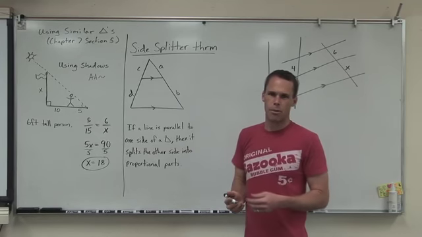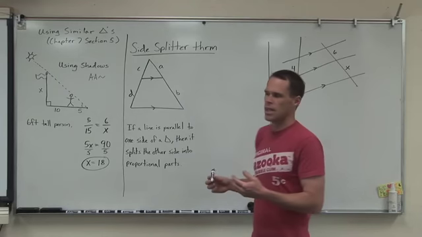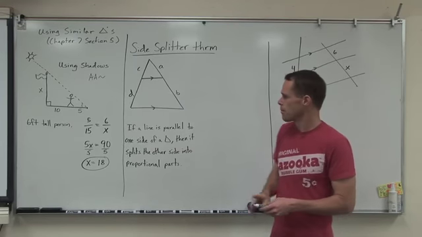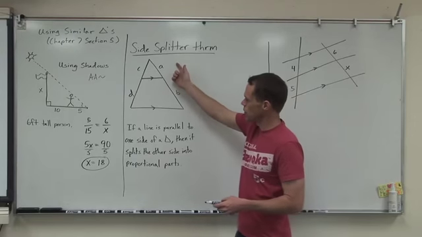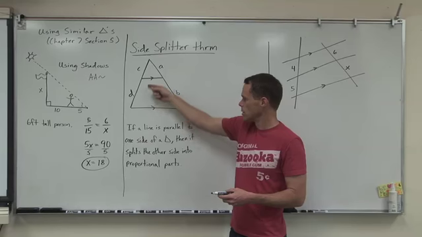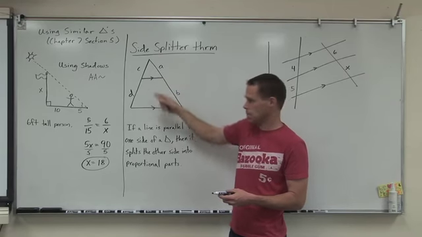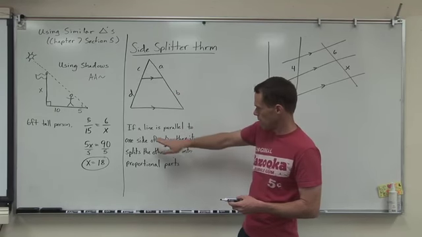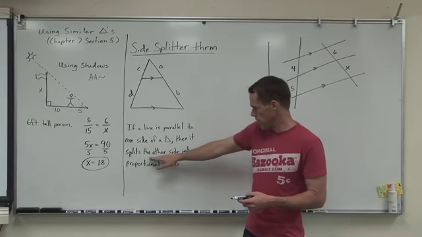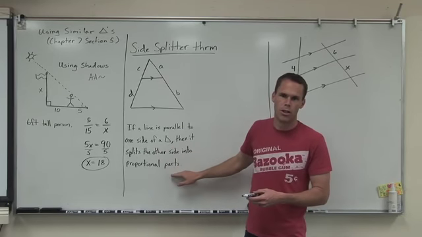Okay, so that's one example of similar triangles. The next example we're going to take a look at involves something called the side-splitter theorem. In this triangle here, we have a large triangle being cut by a line parallel to the third side of the triangle. The side-splitter theorem says if a line is parallel to one side of a triangle, then it splits the other side into proportional parts.